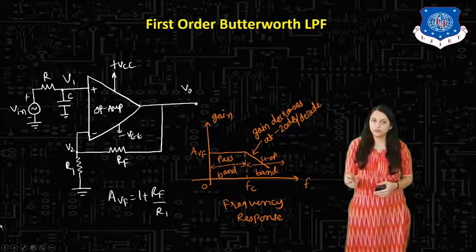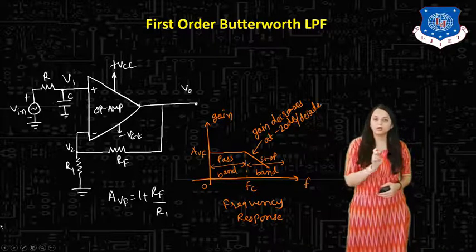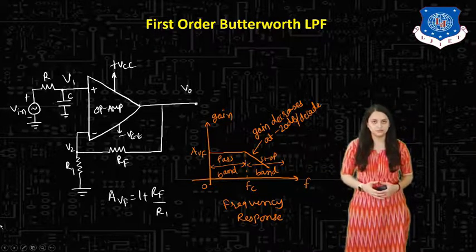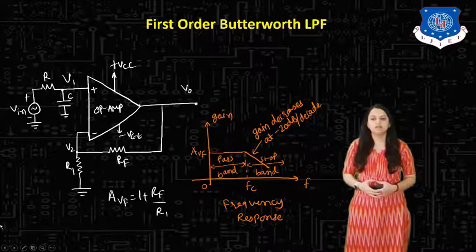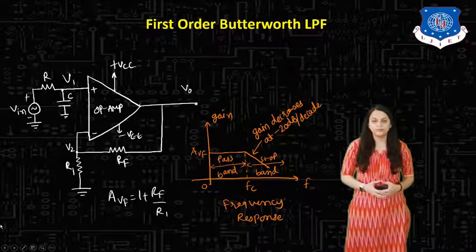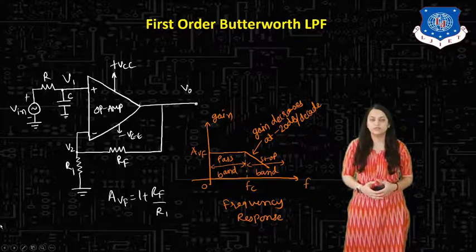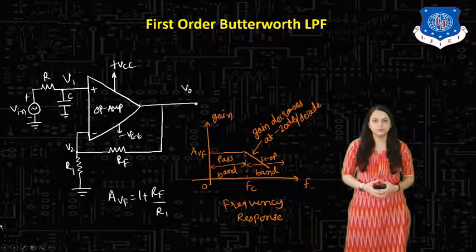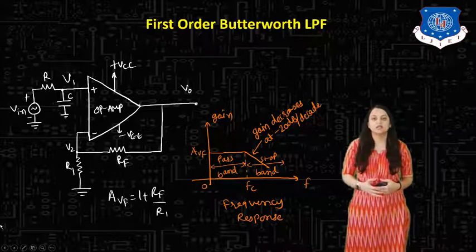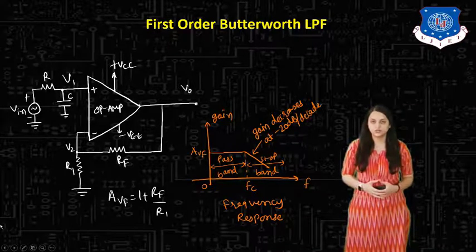As it is a low pass filter, it will allow the low frequency components to pass by blocking the high frequency components. So if you look at the circuit diagram, this is the non-inverting type op amp, as the supply Vin is given to the non-inverting terminal of the op amp. To this, one resistor and one capacitor is connected. That's why this is first order.